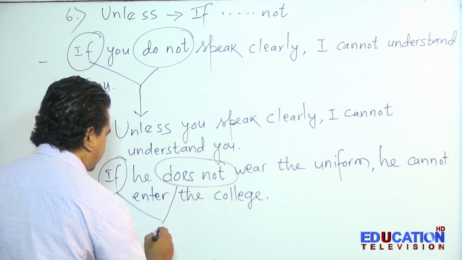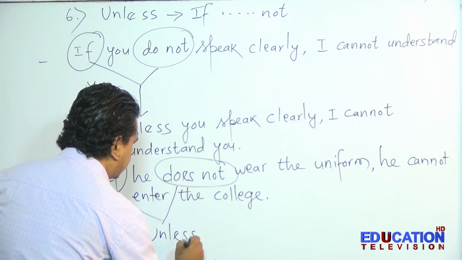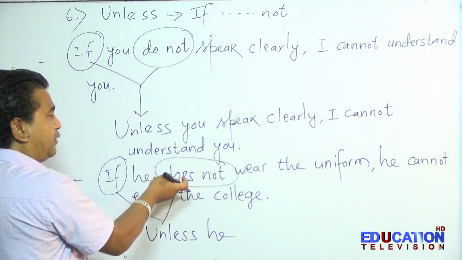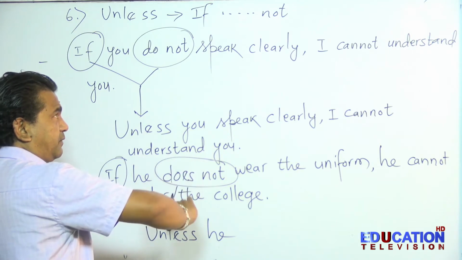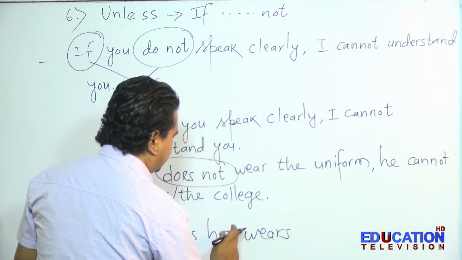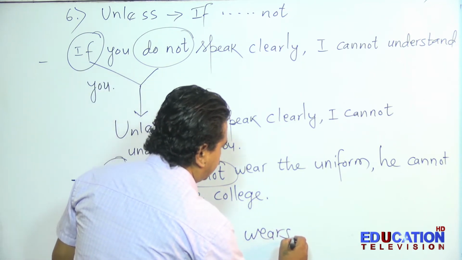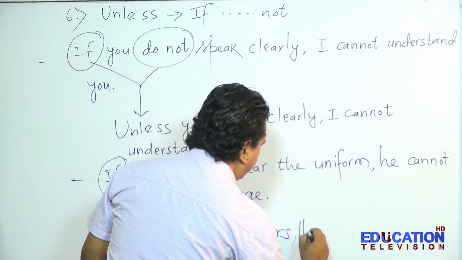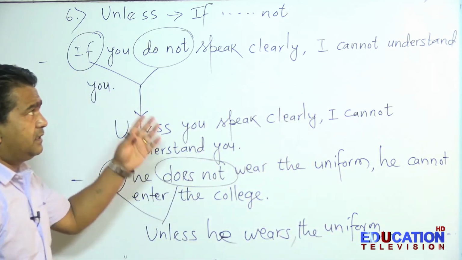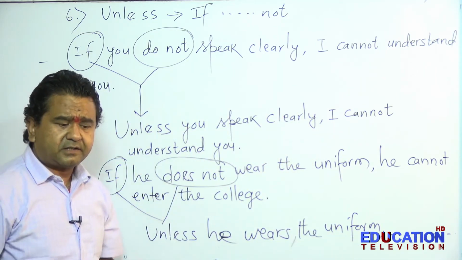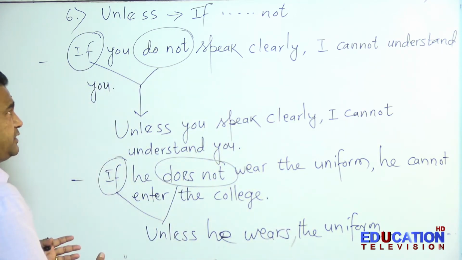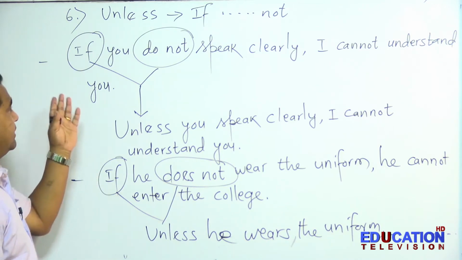And look at the transformation. Unless he, now you cannot write wear because you have removed does not wear. When you convert it into positive, unless he wears means if he does not wear. Unless he wears the uniform, the second part is the same. So this is how unless is used in the negative if sentence or in the negative conditions. This is all about unless.